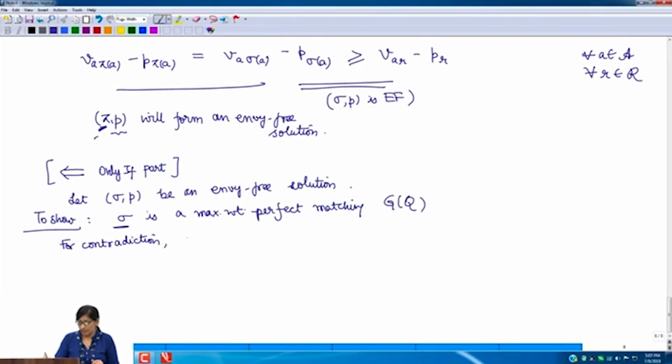For contradiction, suppose not. Which means that there exists some other max weight perfect matching, and let me denote it by, let's say, sigma star. Let's say sigma star is a max weight perfect matching, because if sigma is not, someone else would be.